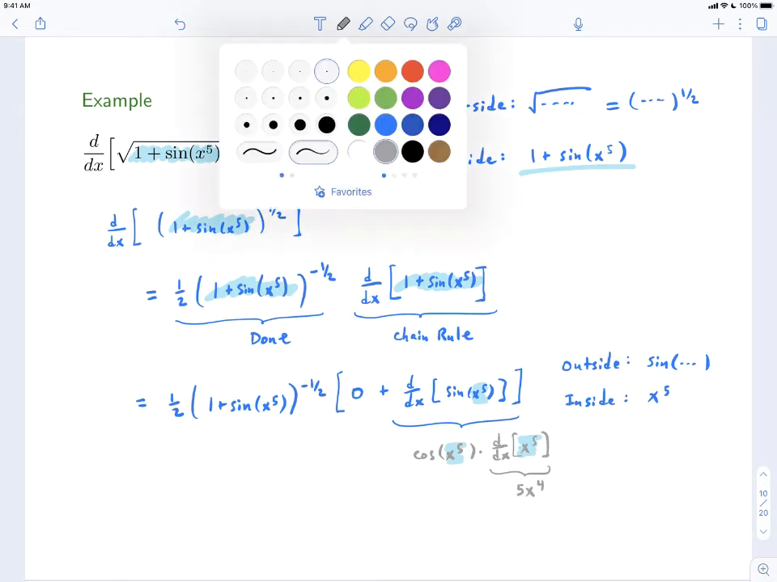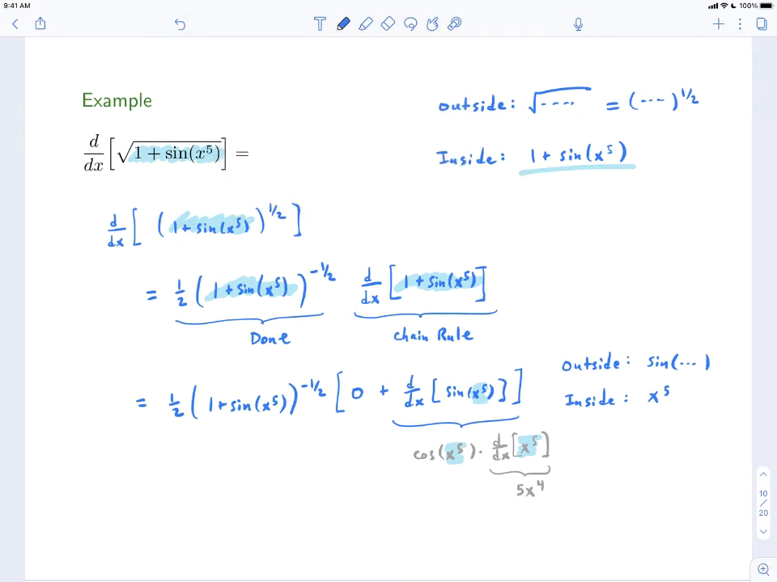So now we can chain it all together, and we're going to have 1/2 times (1 plus sine x to the 5) to the negative 1/2 times cosine of x to the 5. So we're multiplying by that, and then we're multiplying by 5x to the 4.